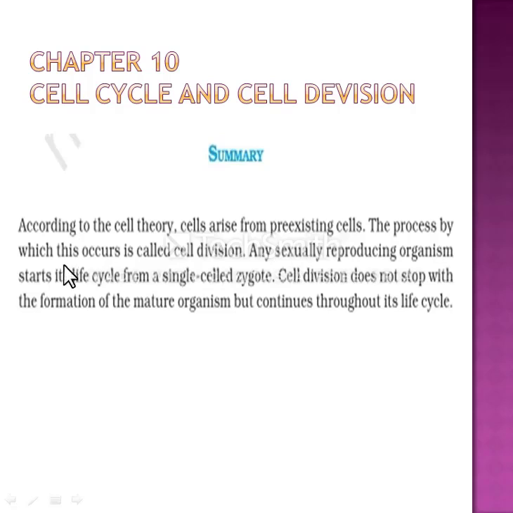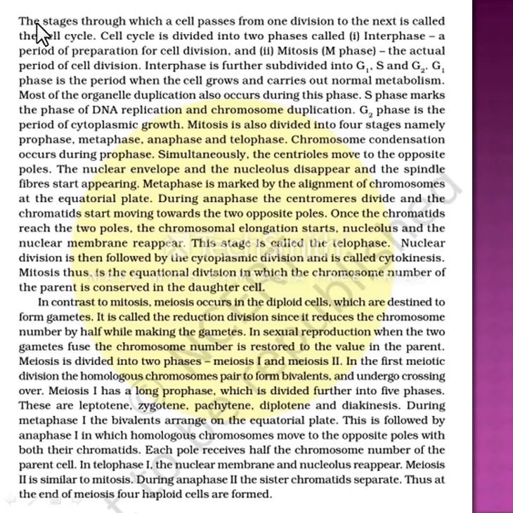Any sexually reproducing organism starts its life cycle from a single-celled zygote. Cell division does not stop with the formation of the mature organism but continues throughout its life cycle. The stages through which a cell passes from one division to the next is called the cell cycle.